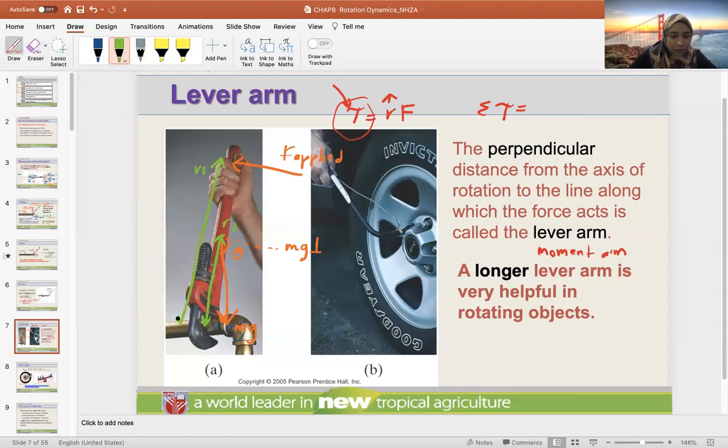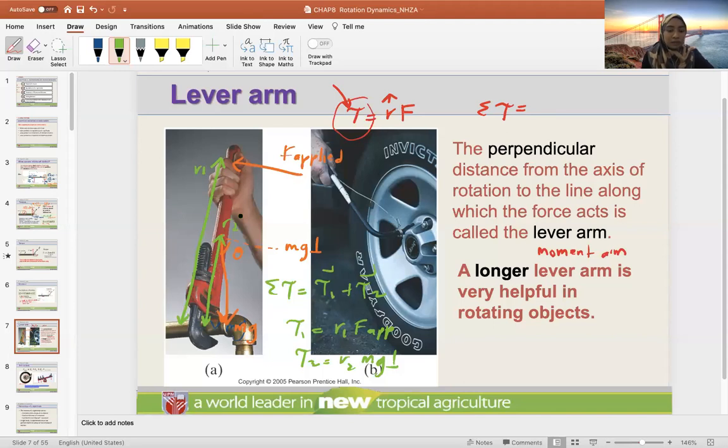So now, if that's the case, you have net torque is equal to torque 1 plus torque 2. What is torque 1? What is torque 2? Torque 1 is R1 F applied. And torque 2 is R2 mg, that is the perpendicular component of mg to the lever arm.